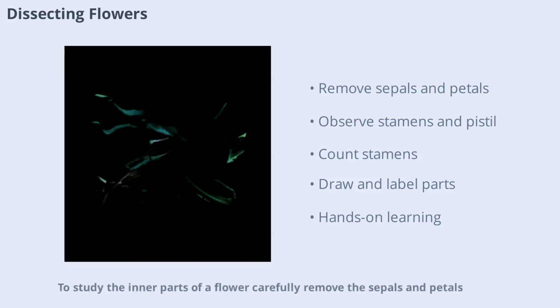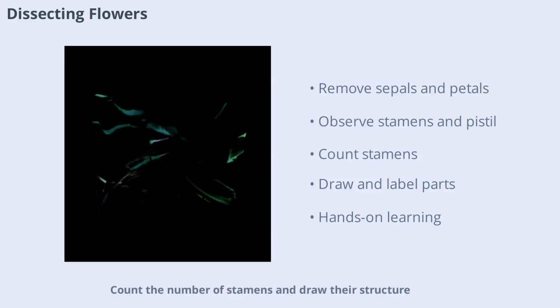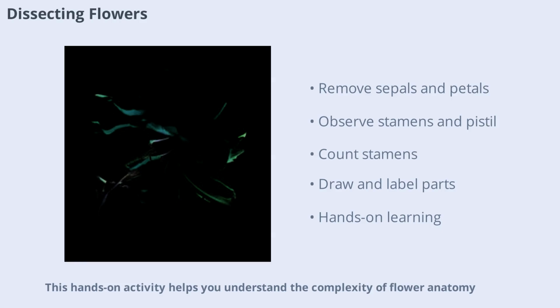To study the inner parts of a flower, carefully remove the sepals and petals. Use a magnifying glass to observe the stamens and pistil. Count the number of stamens and draw their structure, labeling the anther and filament. This hands-on activity helps you understand the complexity of flower anatomy.